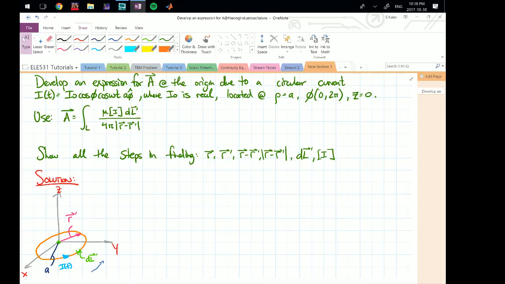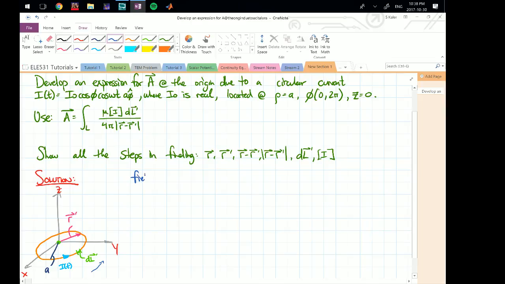And it gives you a vector potential equation, which is basically a very simple integral, and it asks you to show all the steps in the derivation. So basically, what's the field vector, what's the source vector, what's the difference, what's the magnitude of that, what's the differential element, and what is the time retarded current, which is that last I inside the square brackets. So why don't we start with the field vector.